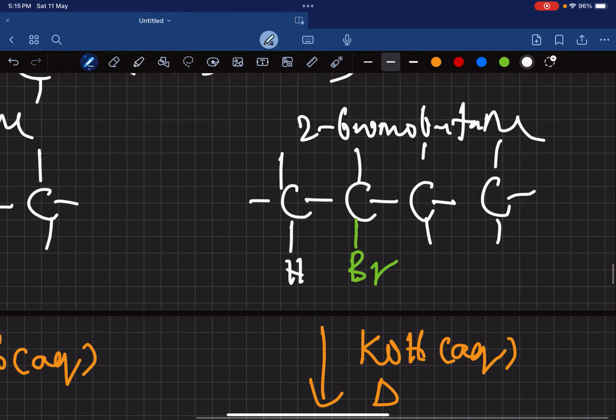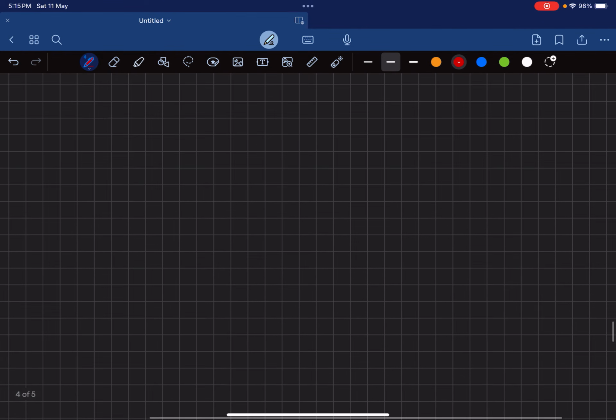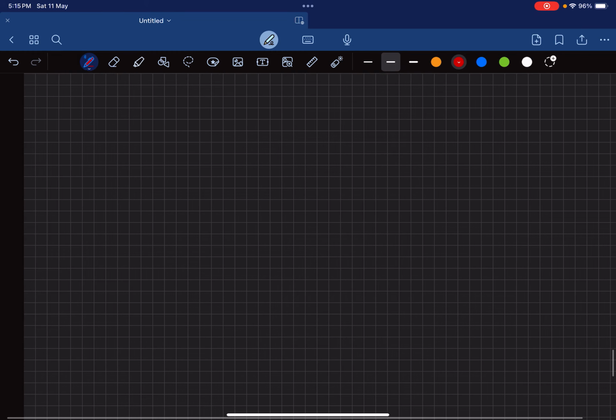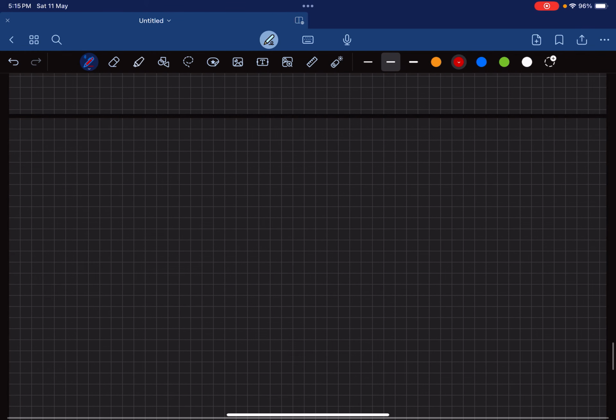So in 2-bromobutane, I hope you notice that there is something called a chiral center. That's a chiral center, right? Because that carbon is attached to 4 different groups. So let's bring this in a totally new space here. Okay, let's talk about this. So I'm trying to cover as much as I can in this one video, okay?